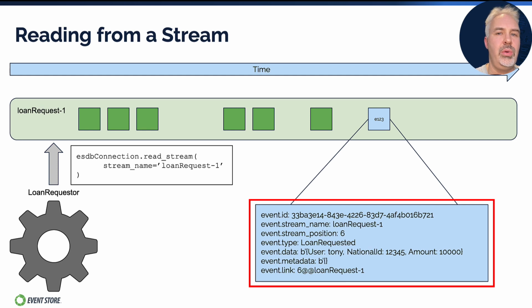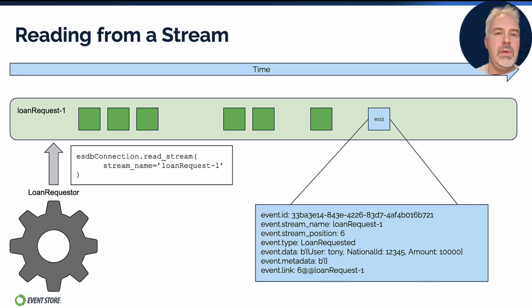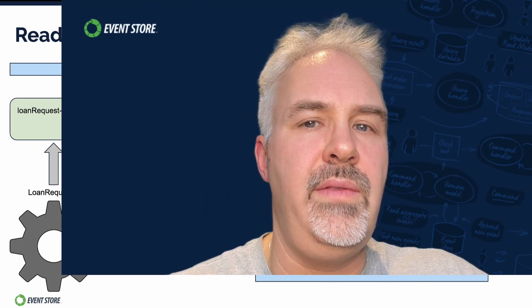Link is a connection to a linked event. In EventStoreDB, there are some special streams called projections that allow us to combine events from different streams into one new stream. More on this in a future video. Now that you've retrieved and decoded the event, you can process it according to your application logic.